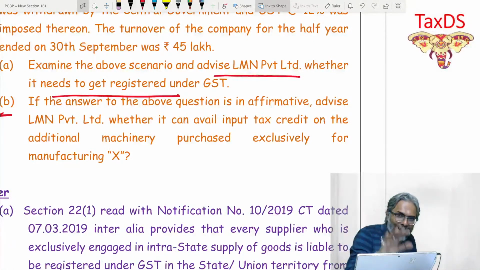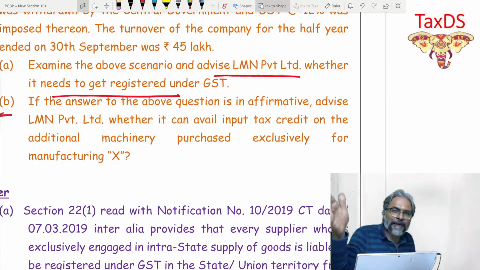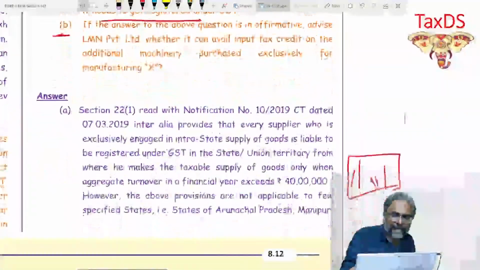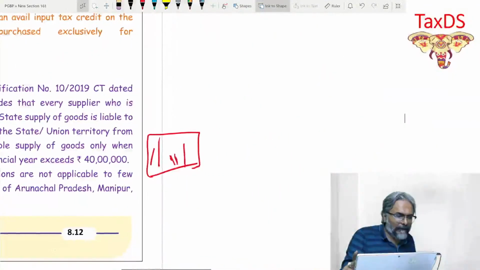So, the capital goods that he has purchased somewhere in July, on that proportionate credit, he is going to get it, because now these capital goods are going to be used in that period when he is liable to pay the GST. And that is the point, students, over here in this regard. I hope that all of you are clear with this one.